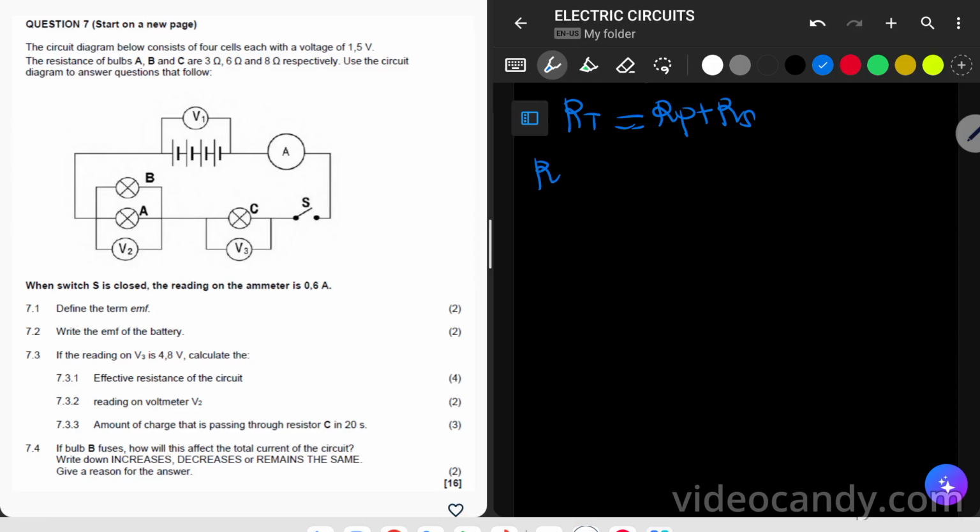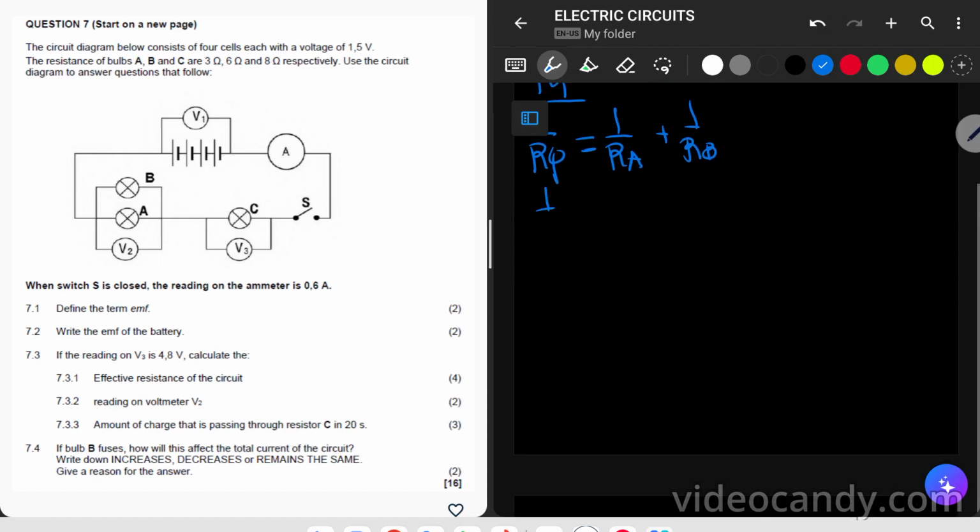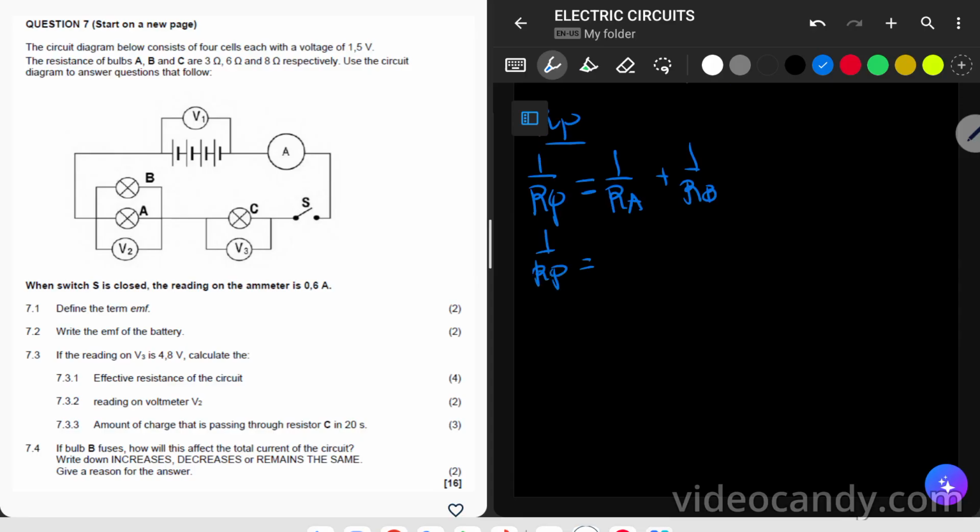What is the formula to calculate resistors that are in parallel? 1 over R parallel is equal to 1 divided by the resistance of A plus 1 divided by the resistance of B. The formula ends at 1 over RB because there are only 2 resistors in parallel. If you had 3, it would have continued. So 1 over RP is equal to, what is the resistance of resistor A? It is 3 ohms. So you have 1 divided by 3 plus 1 divided by RB.